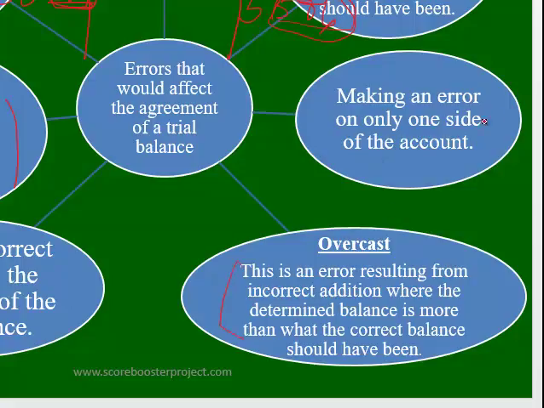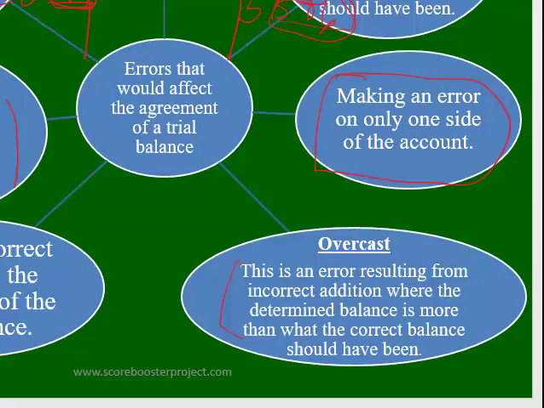Then making an error only on one side of the account, that's what we said. If you make an error on one side of the account, it automatically affects your trial balance. When you make the error on both sides, it won't affect your trial balance because the error has been committed on both sides of the account. But here now you are making an error only on one side of the account. With that, the trial balance will be affected.